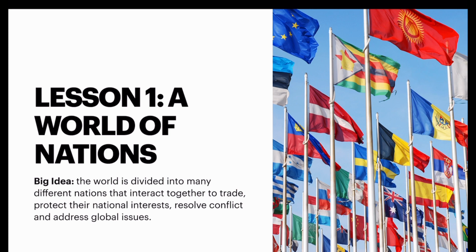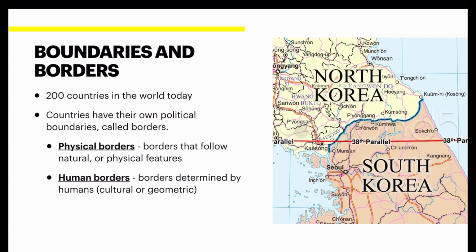Let's begin by talking about the borders. There are around 200 countries in the world today, each with their own political boundaries that we call borders. Each country has its own smaller political units, such as cities, counties, states, and provinces, and its own set of borders. These boundaries are broken into two different types: physical borders and human borders.